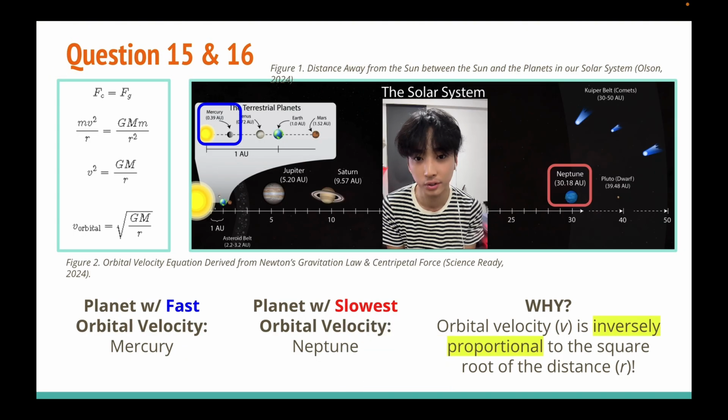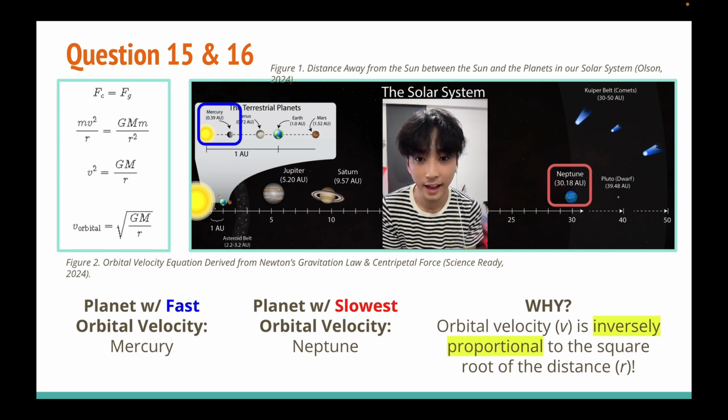And I would expect Mercury, which is closer to the Sun, to have the fastest velocity, since the derived equation for orbital velocity from Newton's law and centripetal force shows v is inversely proportional to the square root of the distance, making Neptune, which is the furthest away from the Sun, the slowest.